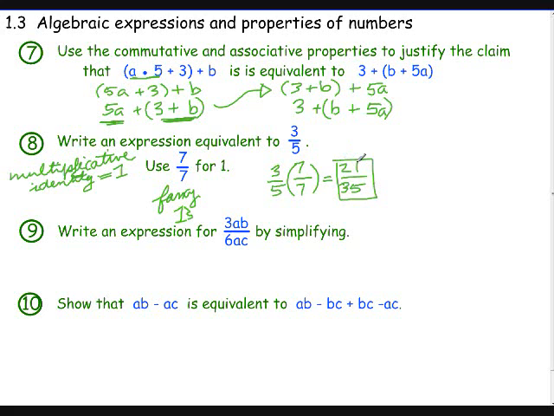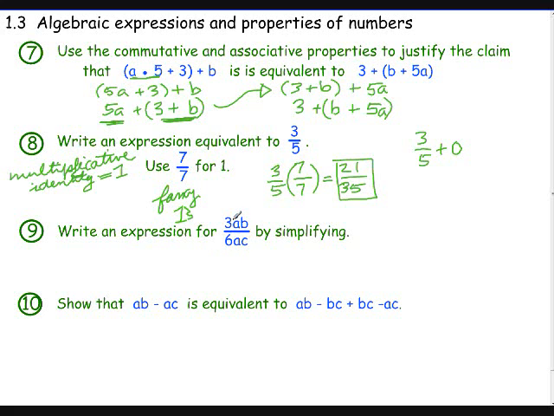And everything was positive. There's another identity we could have done, write an expression equivalent to 3/5. We could have said, okay, 3 over 5 plus 0. That would be using the additive identity. Instead, we used the multiplicative identity.